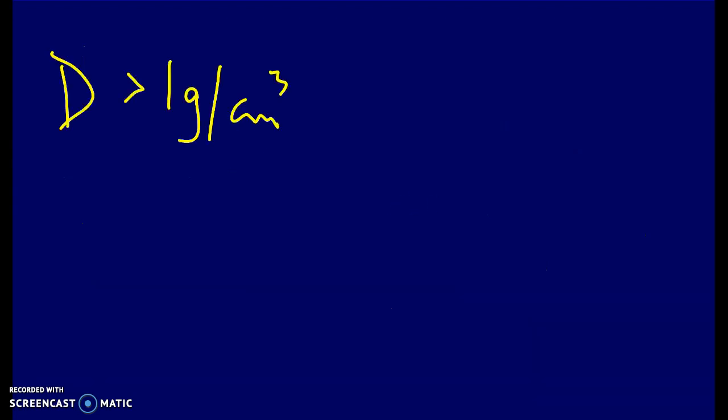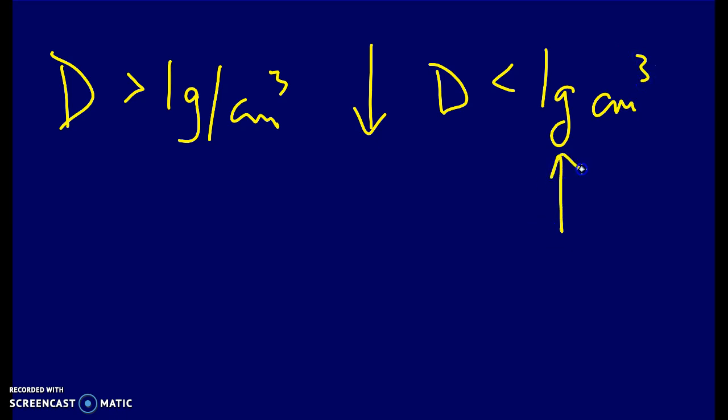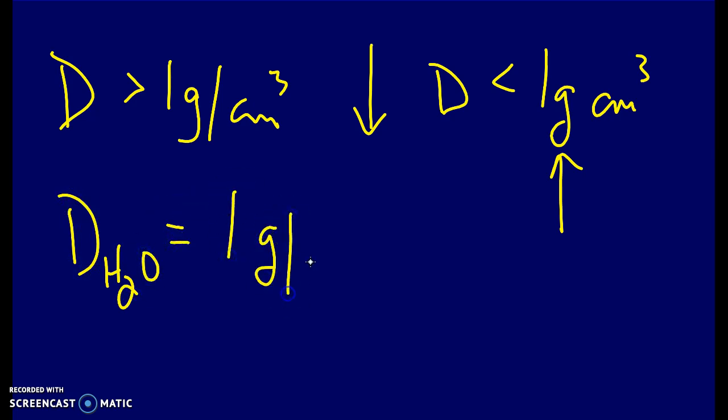Now here's a cool thing. If the density is greater than 1 gram per cubic centimeter, the object, when you put it in water, will sink. If the density is less than 1 gram per cubic centimeter, the object will float in water. The density of water at room temperature is 1 gram per cubic centimeter. So if I had 355 mLs of water at room temperature, it would have a mass of 355 grams.